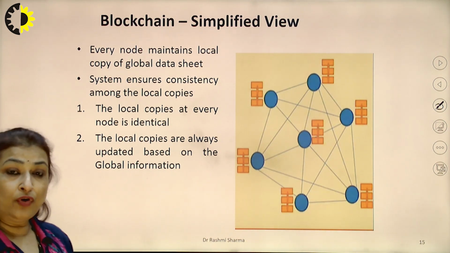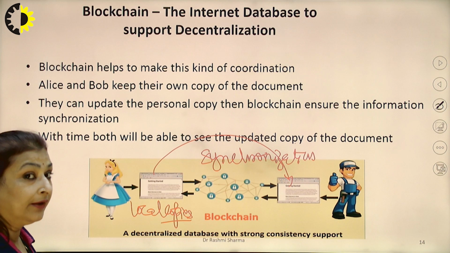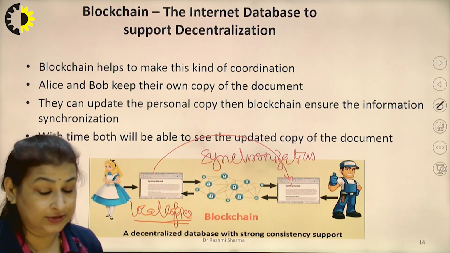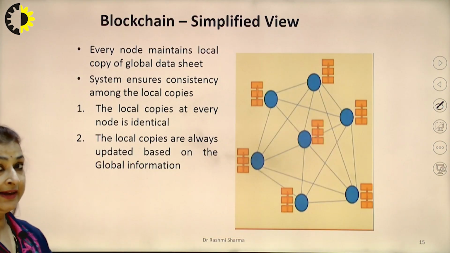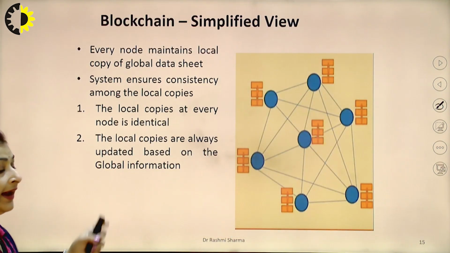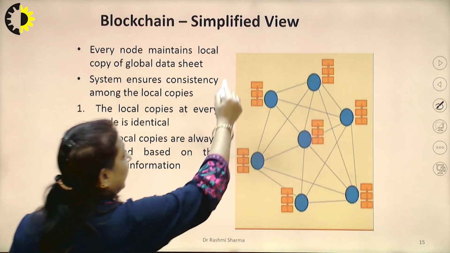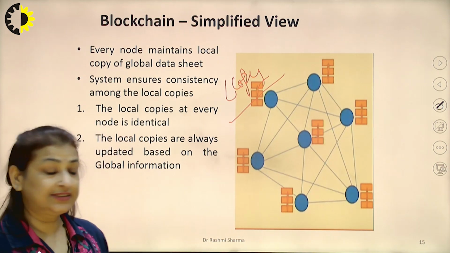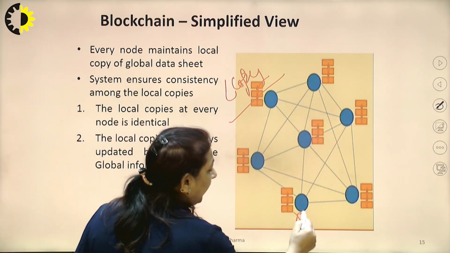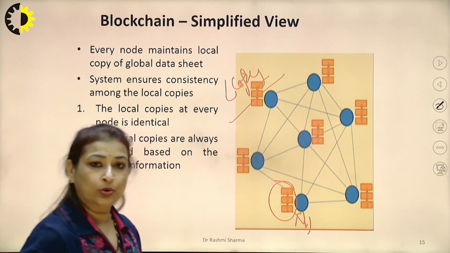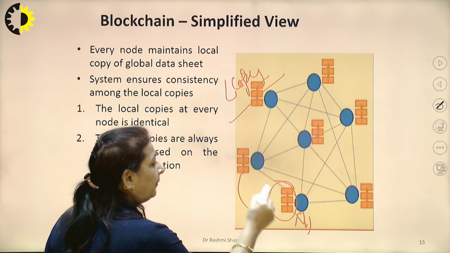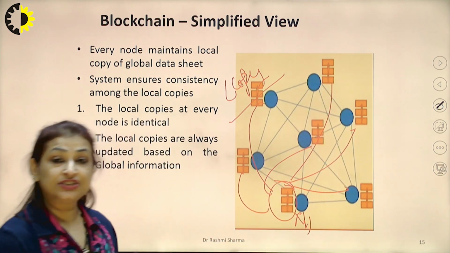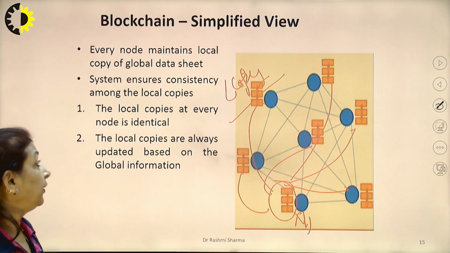Now, what was the concept here? I told you that Alice has her local copy and Bob has his local copy. So the basic concept of the blockchain is that each and every node has its local copy, and the local copies should be consistent. If node N1 makes some changes in its local copy, then these changes would be reflected in each and every copy of all those nodes.